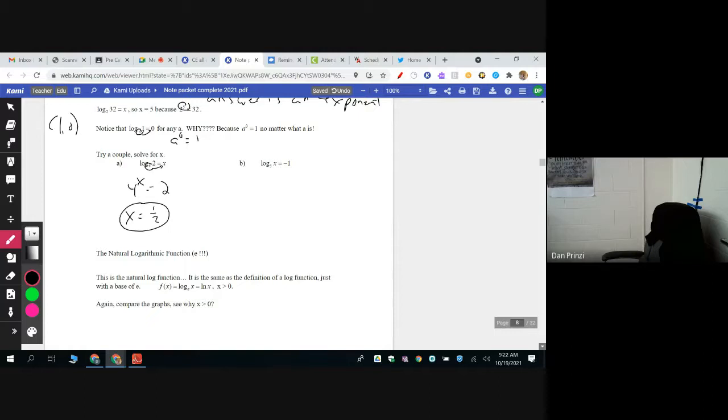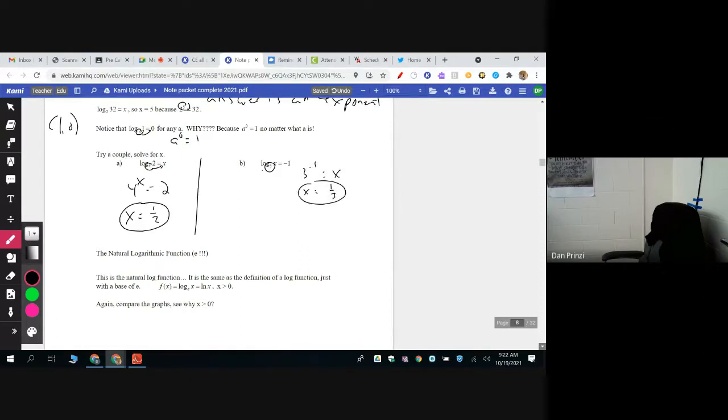How about letter B? Log base 3 of x equals -1. Anyone write that for me in exponent form? Maddie? Would it be 3 to the -1 equals x? Good. So what does x equal? 1/3. Good, yep.